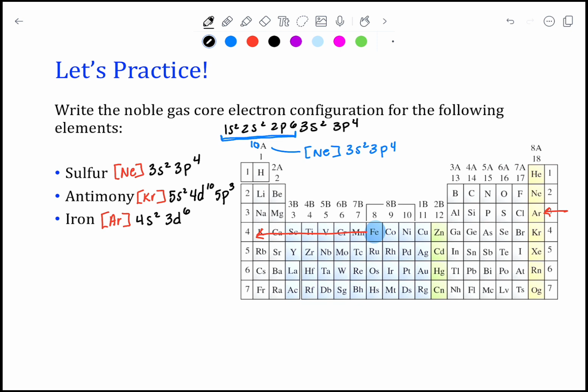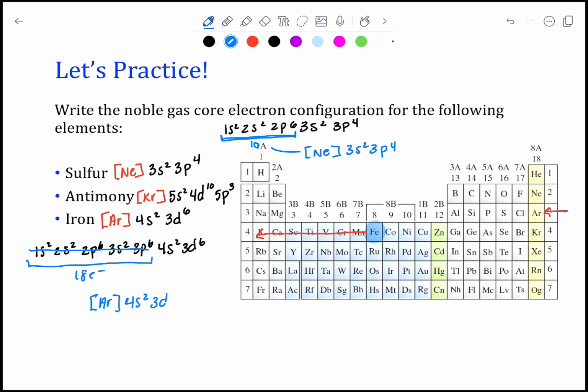Okay, so again, we can write this out as 1s2, 2s2, 2p6, 3s2, 3p6, 4s2, 3d6, and we can say, argon has 18 electrons. That's 18 electrons right there. So these are argon. We ignore those and say everything else that comes after it is for iron: 4s2, 3d6.